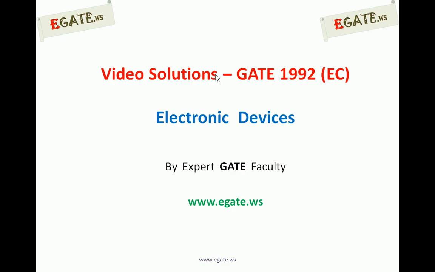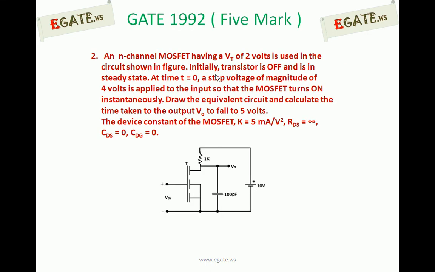Hello, we are discussing the GATE 1992 ECE paper, and the topic we are discussing is electronic devices. This is the second 5-mark question that came in GATE. Look at the diagram. The diagram consists of a MOSFET. The N-channel MOSFET with threshold voltage of 2 volts is used in the circuit.